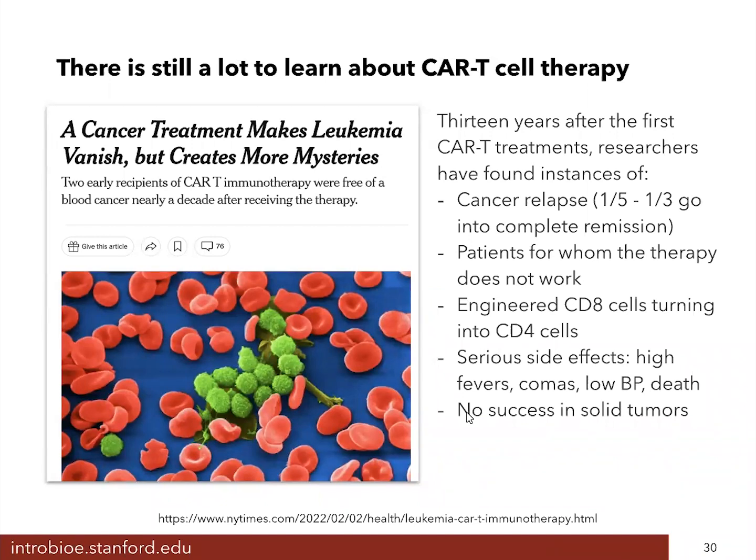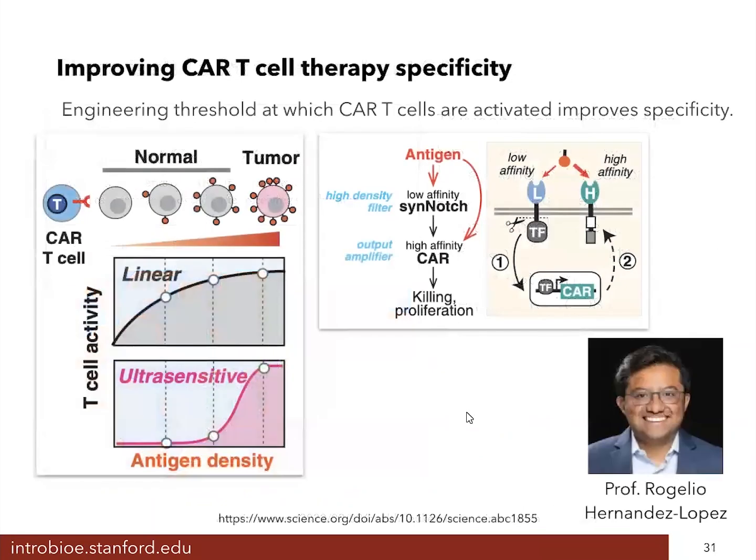Now, CAR T therapy has been under constant technological innovation. People are constantly trying to make this stuff better, and there have been some really incredible things done to try to improve CAR T therapies. I'm just going to talk about two of them today, but I encourage you to dig into the literature to find out more about CAR T therapy.